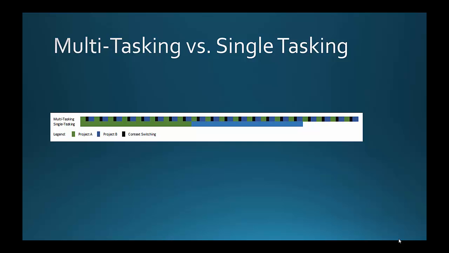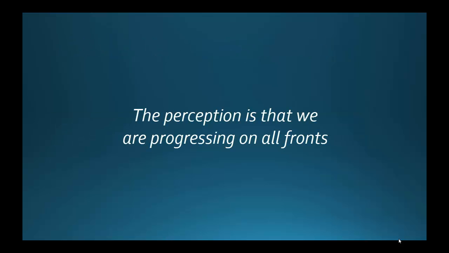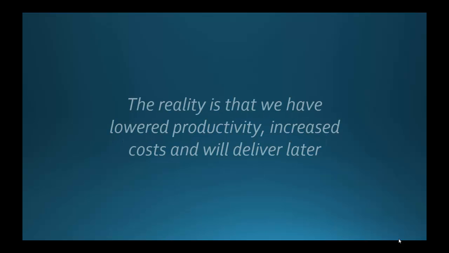Project A is delivered after 8 weeks, and Project B is delivered after 16 weeks. So, with single tasking, both projects are delivered sooner, and we save 4 weeks of productivity. The only thing that multitasking gives us then is the perception that each project is progressing. While true, the cost is enormous, and each project will be delivered later.